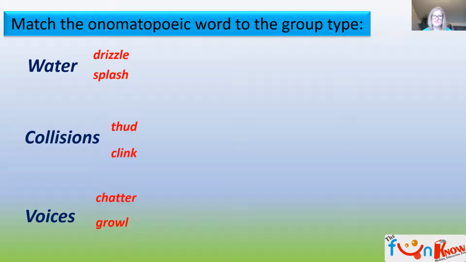If you're talking about some sort of collision, so somebody dropping something or something banging together, you could use thud or clink. And if you're trying to describe characters and you want to add depth to their character, you might say that they chatter or that they growl, which would suggest growling is quite an angry sound, and chatter might be an incessant chatter, might be quite annoying to people.